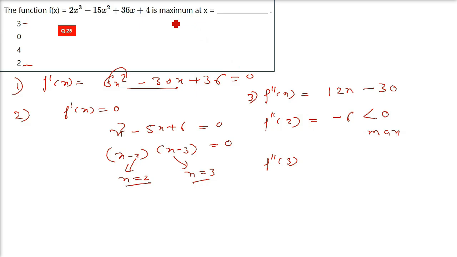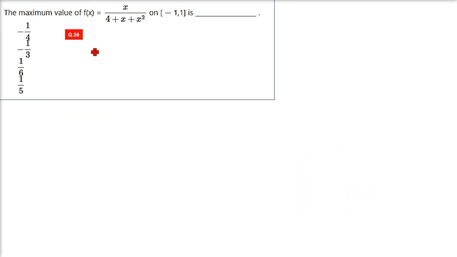The question is also saying maximum value. We are also getting the maximum value. But we still need to check for 3 just for the sake of completion. So, f double dash 3, putting 3 in x, that is 12 into 3 minus 30. 36 minus 30 is 6. 6 is minimum. So, the question is asking about maximum. So, we won't keep an eye on this, but we will give the answer as what I suggested.